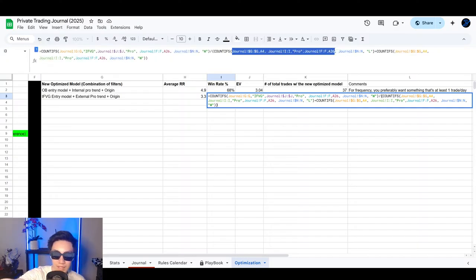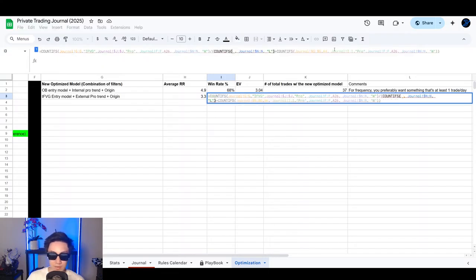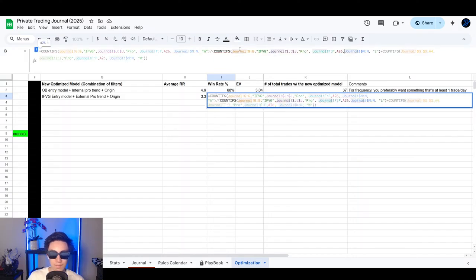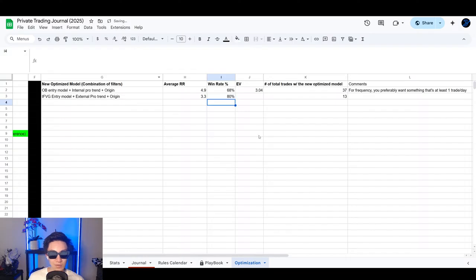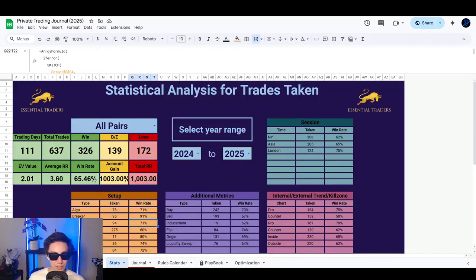I got to move my thing a little bit. So that's what the journal is. And then last but not least, we need to change this part here. And so it's an 80% win rate. Very good. Very good. 80% win rate.